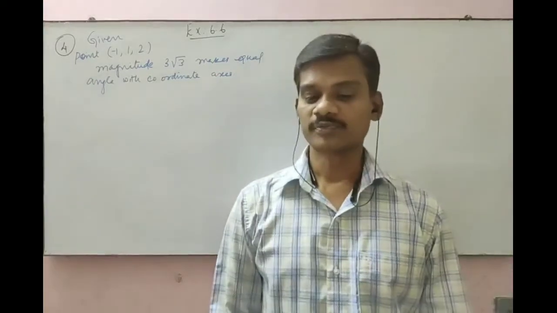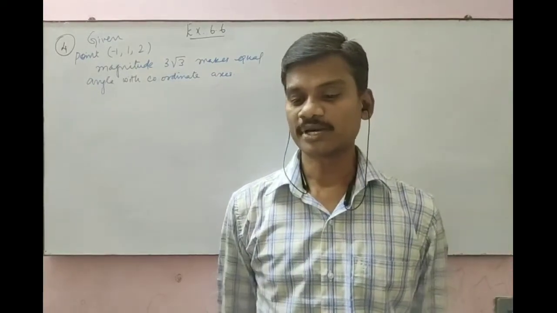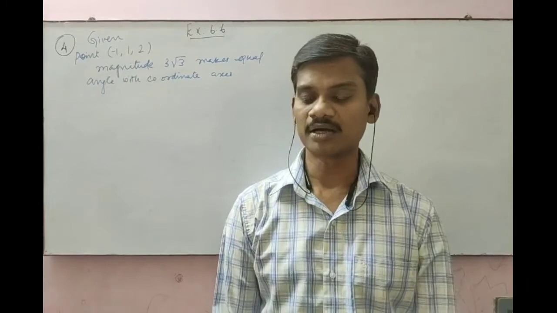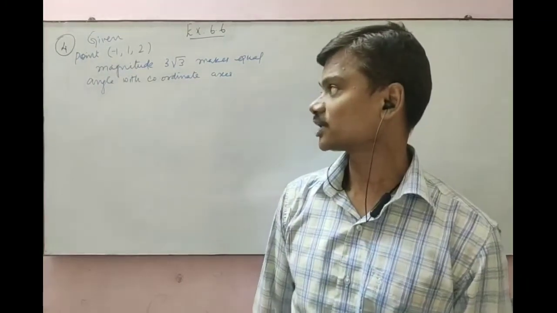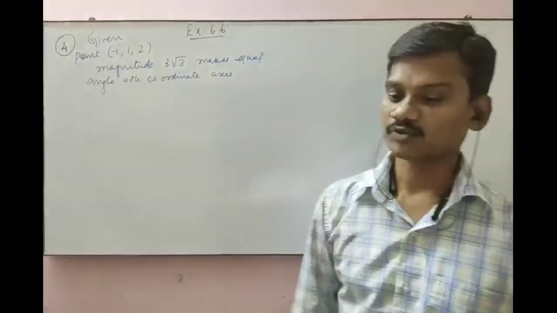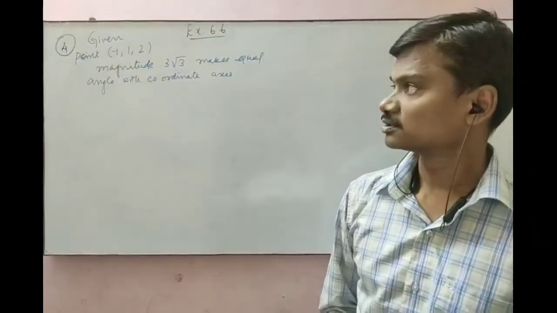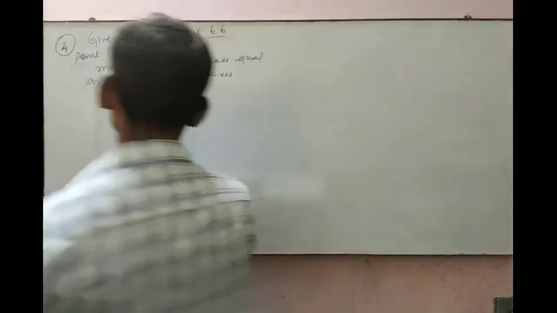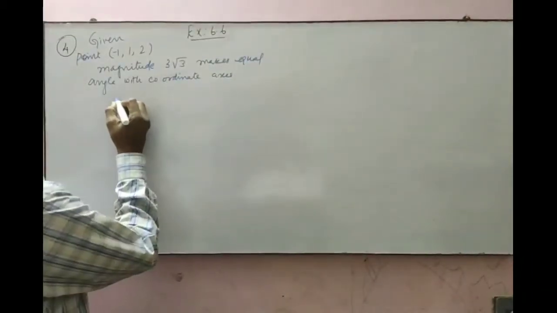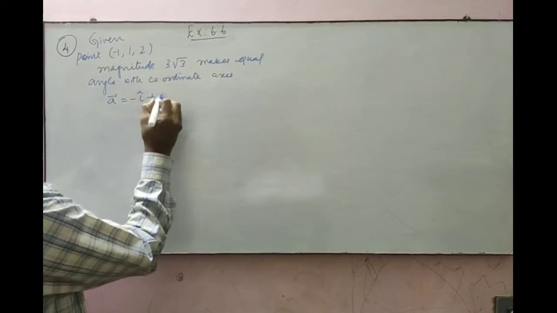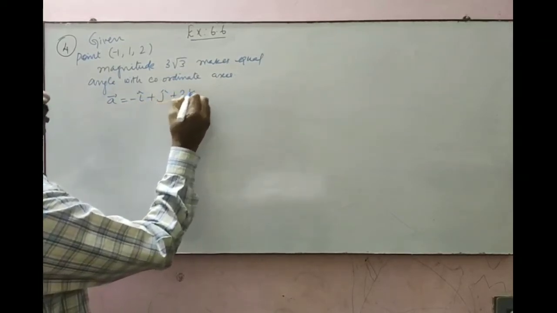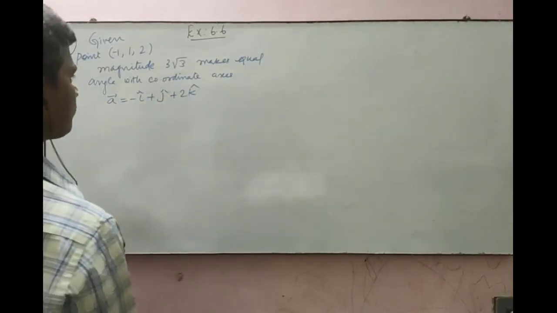Next, in the fourth sum, a plane passes through the point minus 1, 1, 2 and normal to the plane of magnitude 3 root 3 makes equal acute angle with the coordinate axis. Find the equation of the plane. The point is given to you as minus 1, 1, 2. So write that as a vector is equal to minus i cap plus j cap plus 2k cap. That is the vector a.